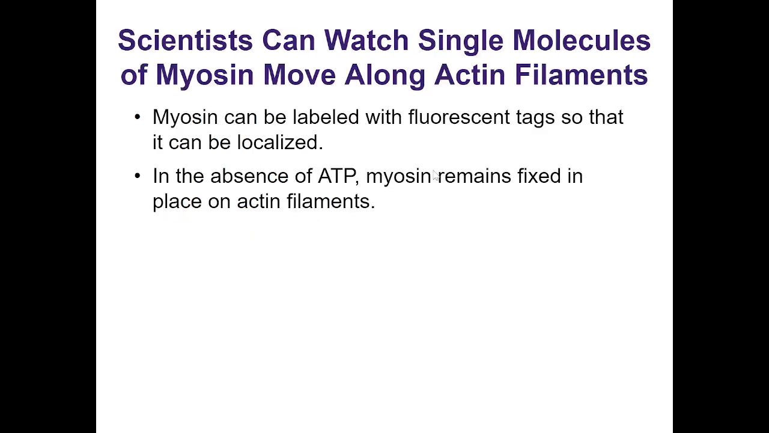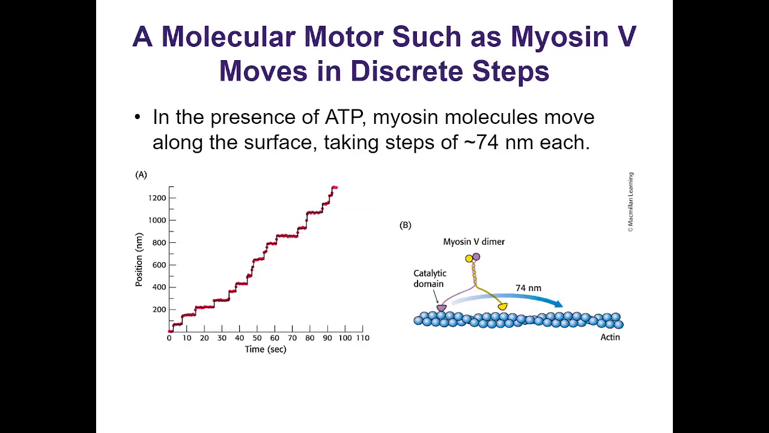So we can watch single molecules of myosin moving along the actin filaments. The myosin can be labeled with fluorescent tags so they can be localized. In the absence of ATP, the myosin is going to remain fixed in place on the actin filaments and isn't going to move along it.